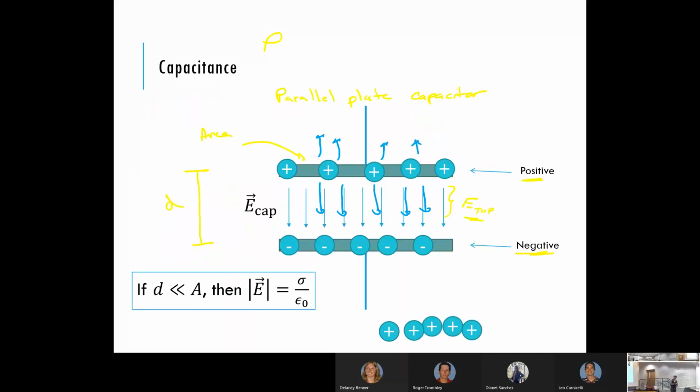So I go back to my previous slide, and that's what this sigma represents. It is the charge per area of plate.